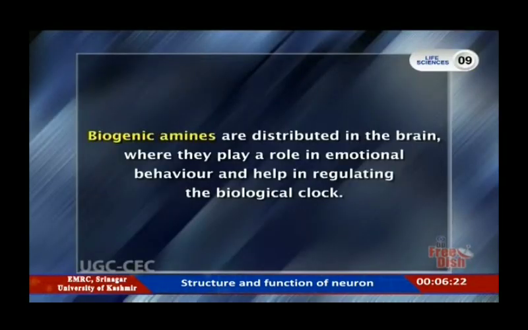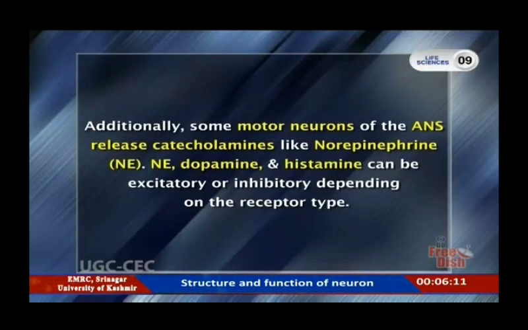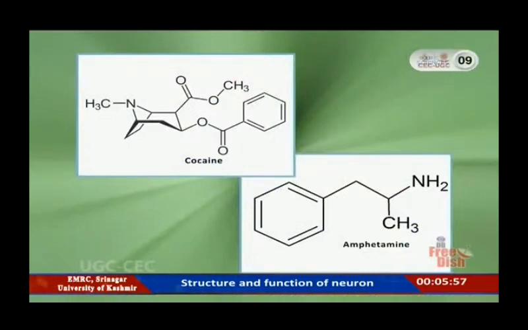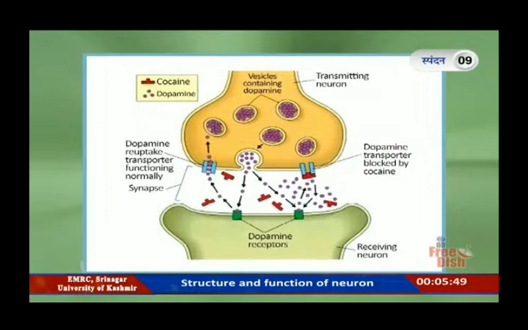Biogenic amines are distributed in the brain, where they play a role in emotional behavior and help in regulating the biological clock. Additionally, some motor neurons of the autonomic nervous system release catecholamines like norepinephrine. Norepinephrine, dopamine, and histamine can be excitatory or inhibitory depending on the receptor type. Addictive drugs such as cocaine and amphetamine exert their effects primarily on the dopamine system, while addictive opiates and functional analogs of the opioid peptides regulate dopamine levels.